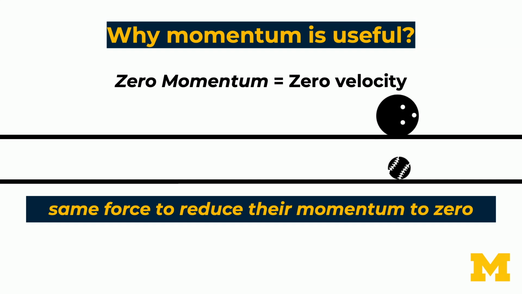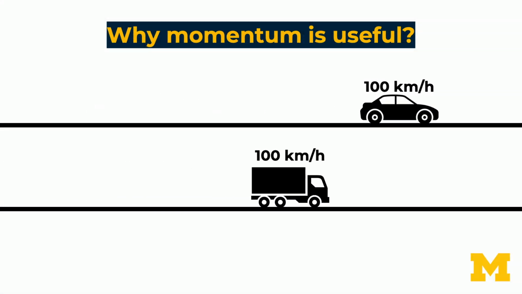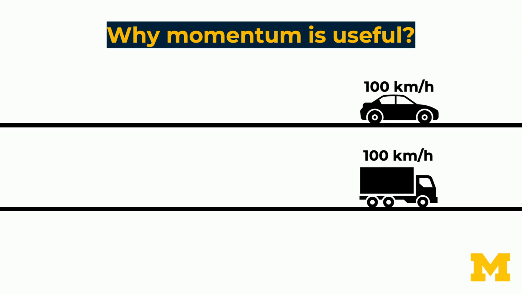So the momentums could be exactly the same. And therefore, the force needed to reduce their momentums to zero could be exactly the same. A fast pitch baseball and a relatively slow moving bowling ball may have exactly the same force to get their momentum to zero.